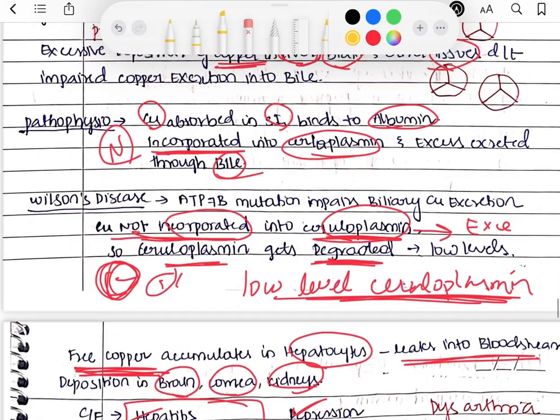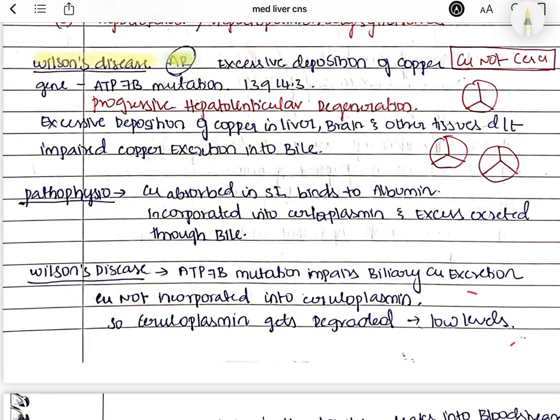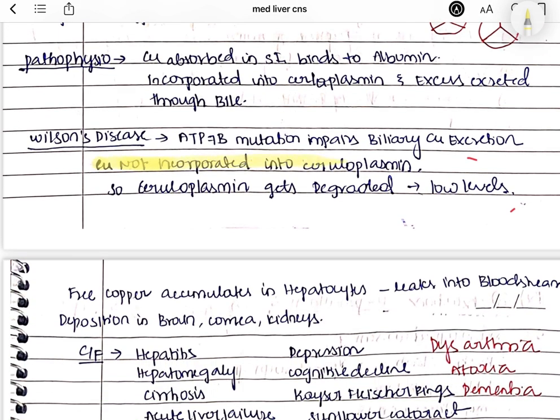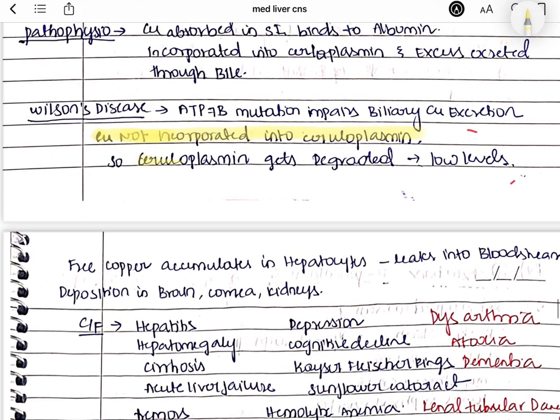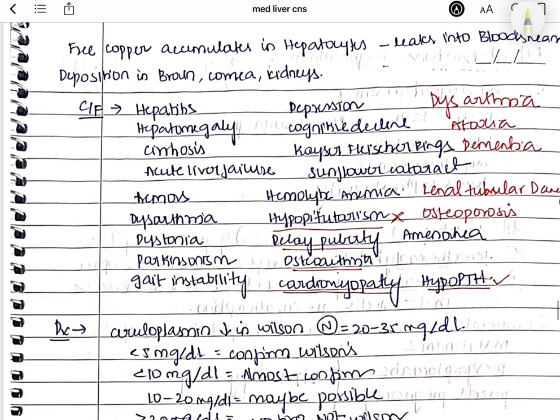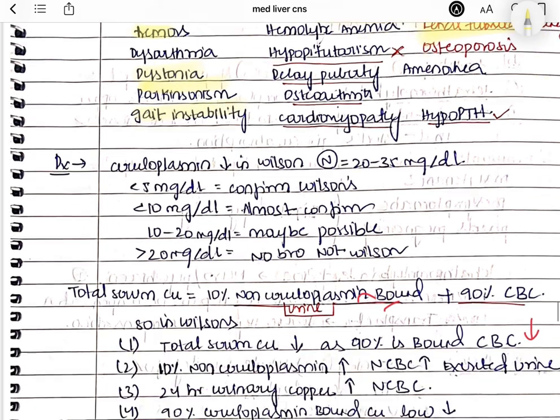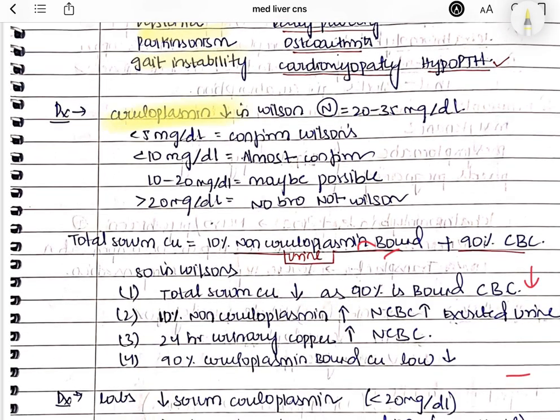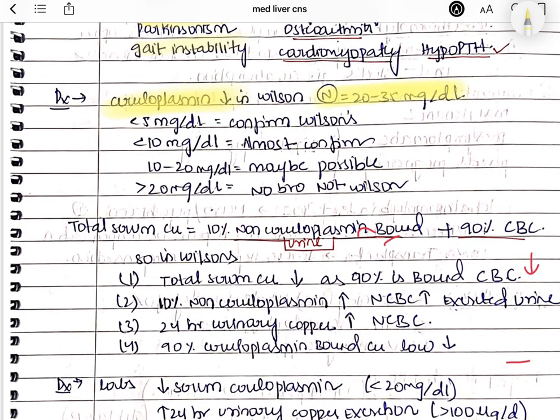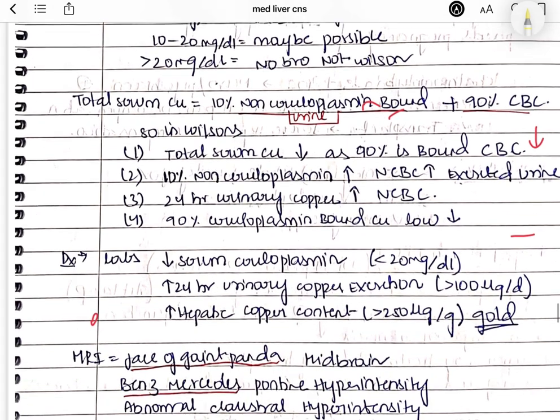So the things you have to remember in this Wilson's disease is autosomal recessive condition, ATP7B mutation, right? So excessive deposition of free copper in the liver, brain, kidneys and the corneas. So here the copper is not incorporated into the ceruloplasmin, which leads to the degradation, which leads to the low levels of ceruloplasmin. So all these things you write: tremors, gait ataxia, dystonia, and hepatitis, hepatomegaly, cirrhosis, liver failure, and depression, Kayser-Fleischer ring, and sunflower cataract, right? Renal tubular damage also. So ceruloplasmin levels will be low, write about it. So normal levels will be 20 to 35, so below 20 will be Wilson's disease.